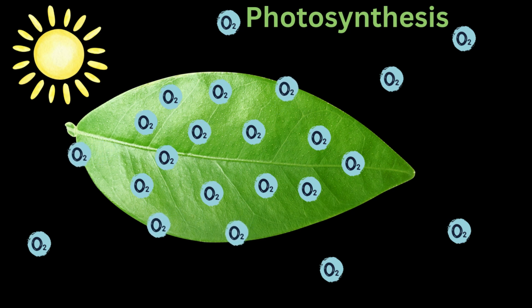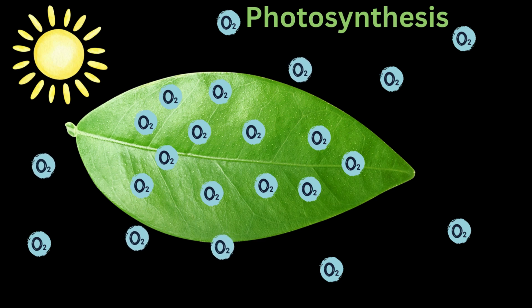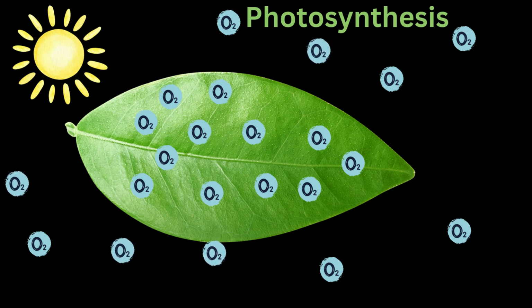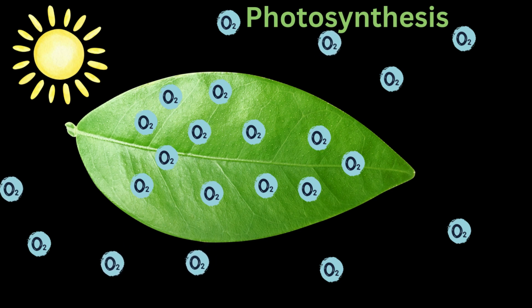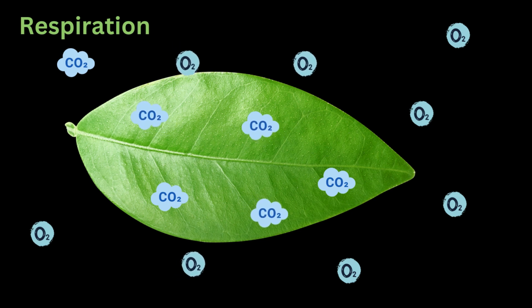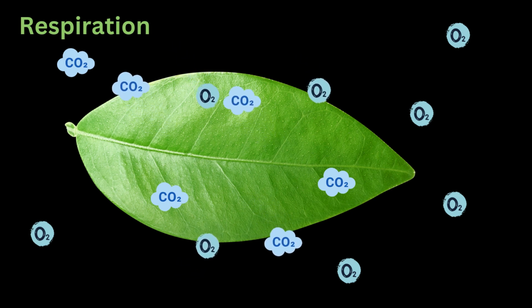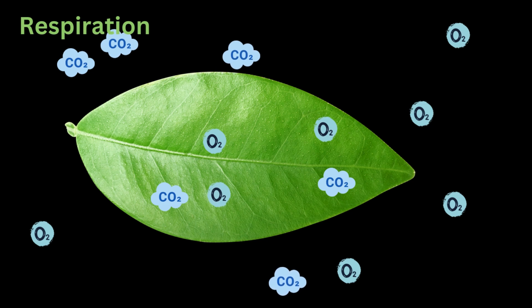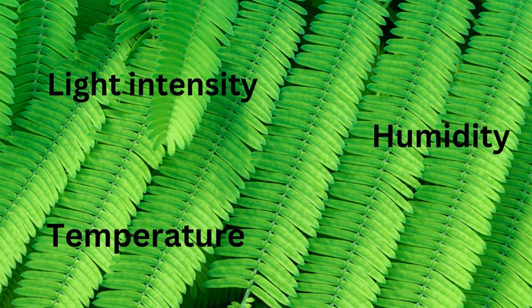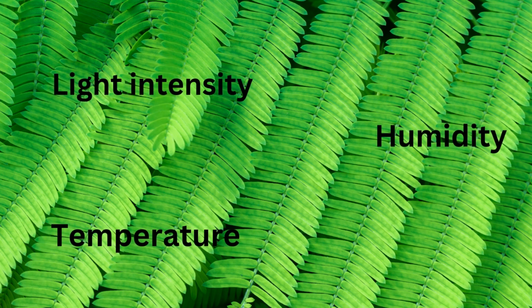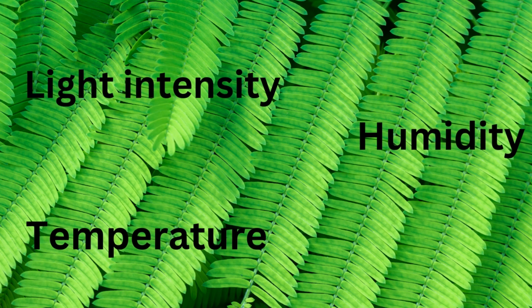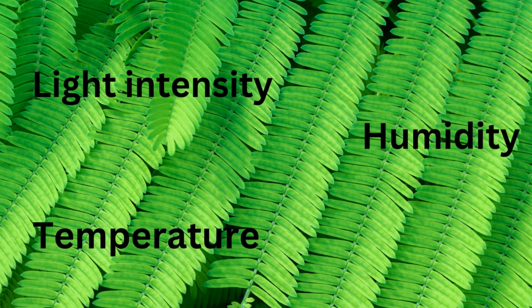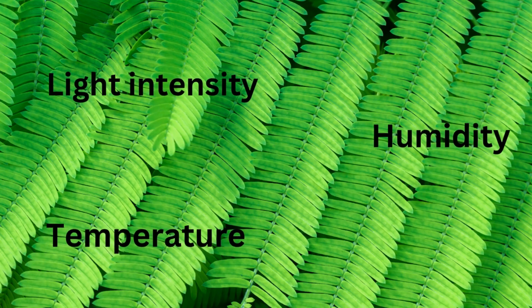Oxygen, a byproduct of photosynthesis, accumulates inside the leaf. As its concentration becomes higher than in the surrounding air, oxygen diffuses out of the leaf through the stomata. At night, or when photosynthesis slows down, plants respire, consuming oxygen and releasing carbon dioxide. Oxygen diffuses into the leaf, where it is used in cellular respiration, while carbon dioxide produced as a waste product diffuses out. The direction and rate of diffusion depend on the concentration gradients of these gases, which are influenced by environmental conditions like light intensity, temperature, and humidity.